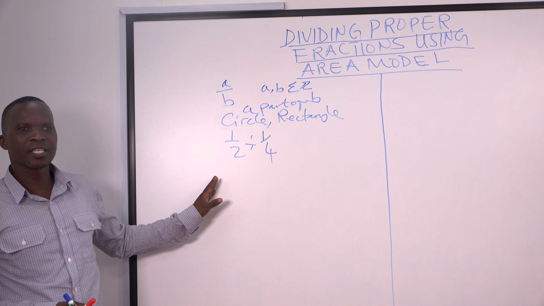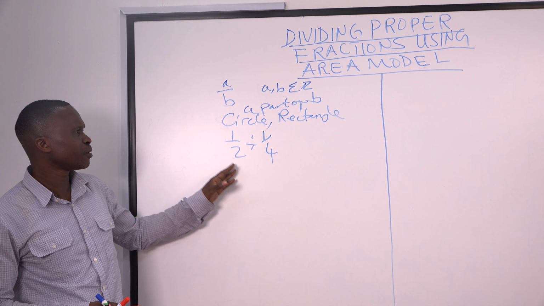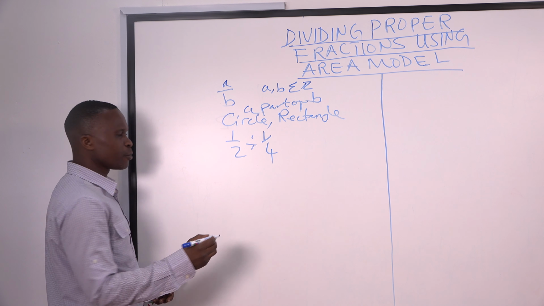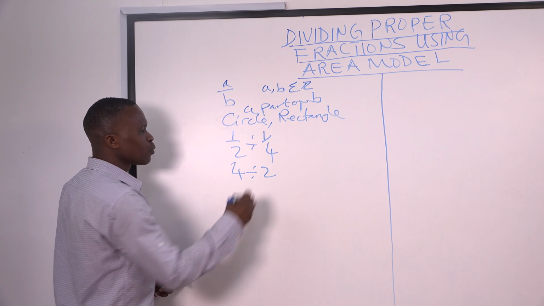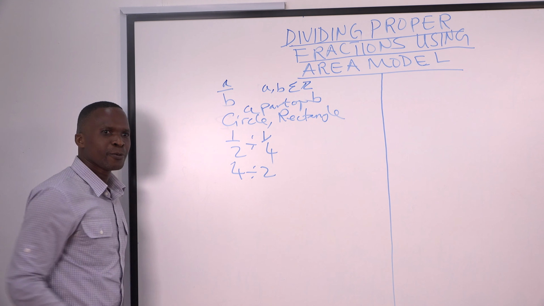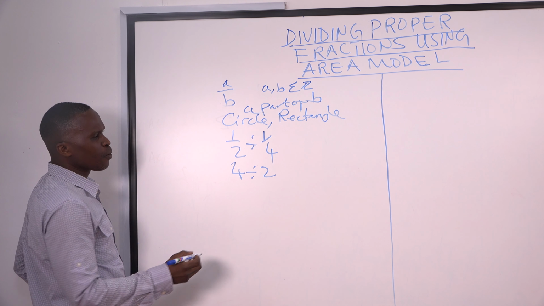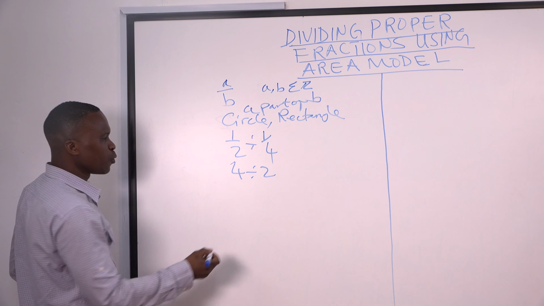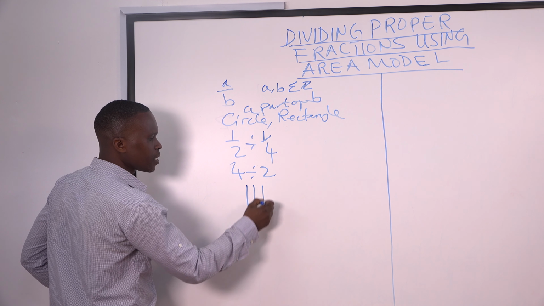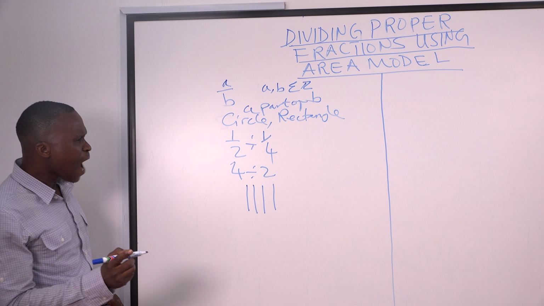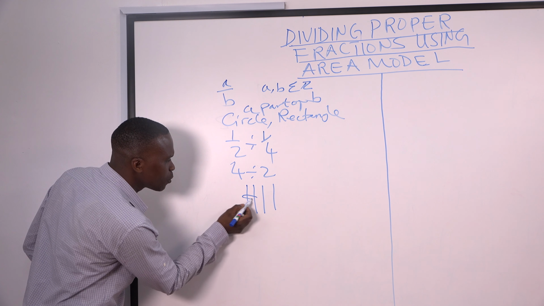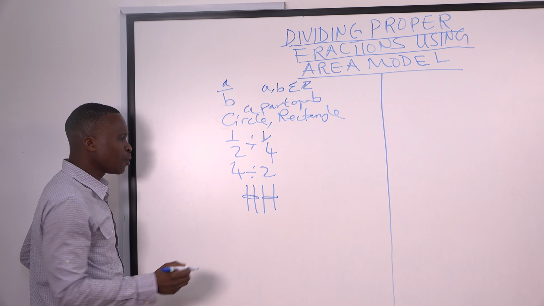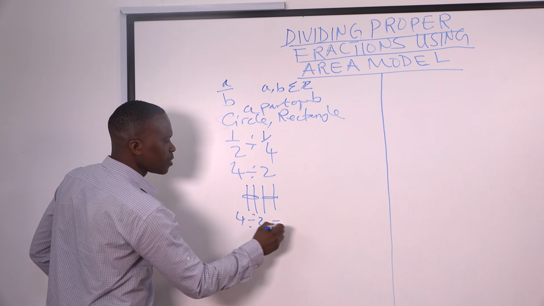As you know, mathematics is a language. What does it mean by saying a half divided by a quarter? Let's consider a whole number. When you say 4 divided by 2, what does it mean? You need to ask yourself, how many 2's do you have in 4 things? If you have 4 things, 1, 2, 3, 4, how many 2's? Here we have the first 2, the second 2. So we have two 2's in 4 things. Therefore, 4 divided by 2 is equal to 2.